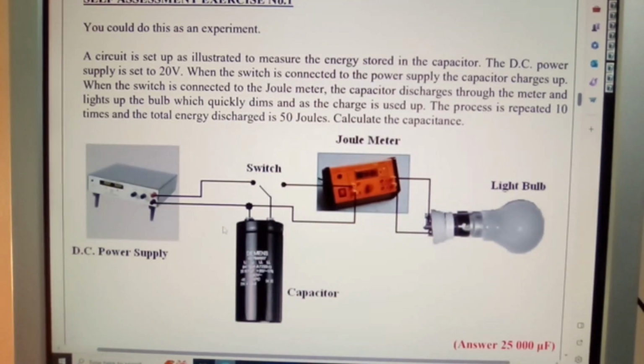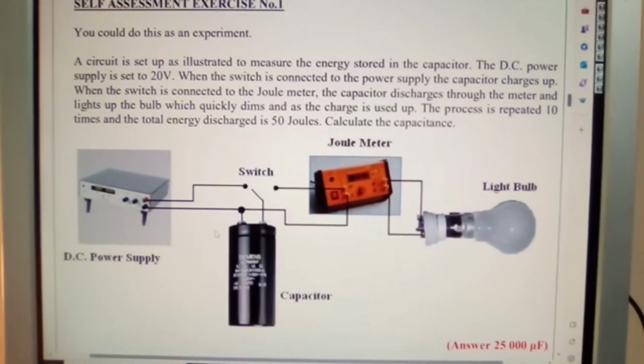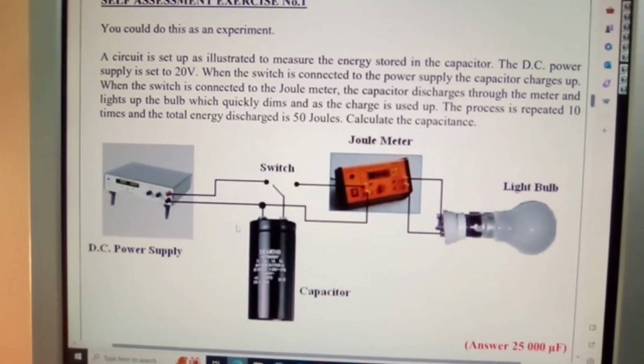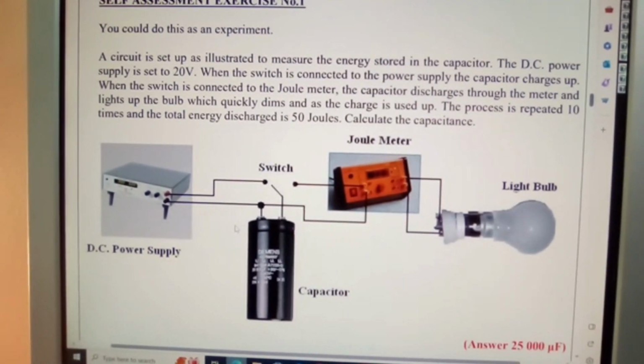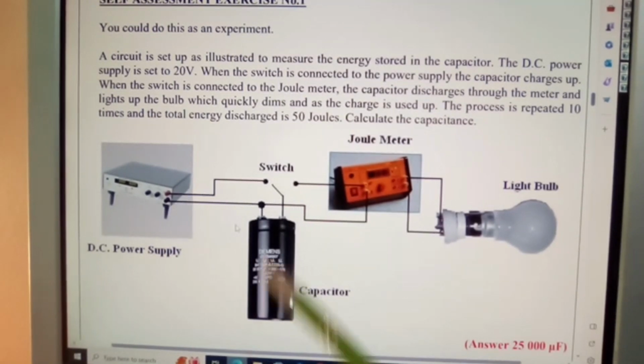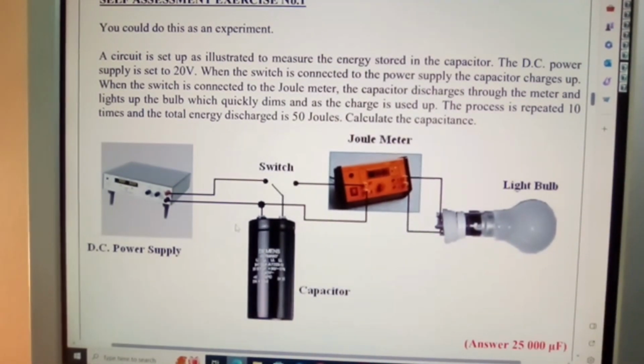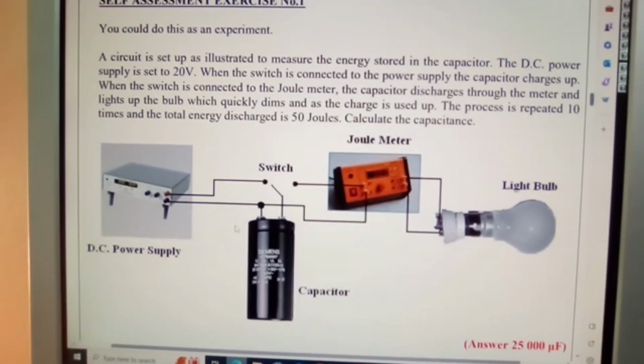You could do this as an experiment, but obviously be careful with any experiments you do at home. This is something you'll normally do in the workplace. What happens is that the light is meant to come on when you switch the capacitor. After charging the capacitor, you switch the capacitor to a terminal point, which should bring the light on.